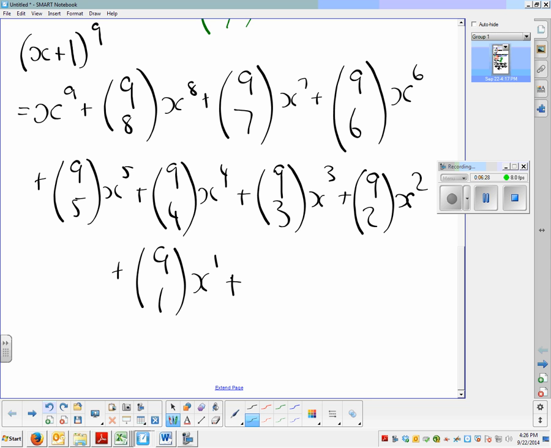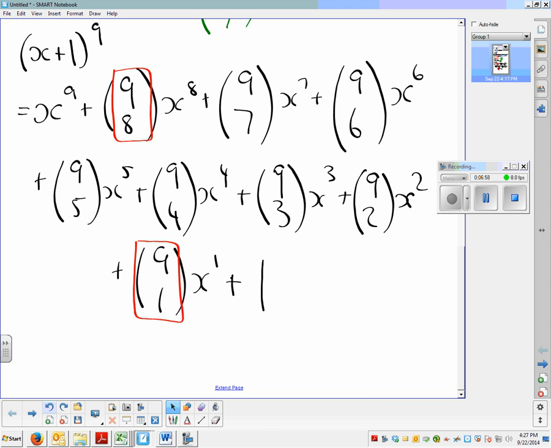9 choose 0. How many ways are there to choose 0 from 9 things? There's only one. And why was there a bit of confusion a moment ago? Because 9 choose 8 and 9 choose 1 are the same number. If you're choosing 8 things, it's the same as choosing 1 to leave behind. So 9 choose 8 is the same as 9 choose 1.